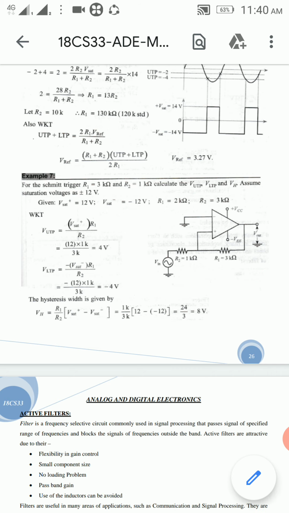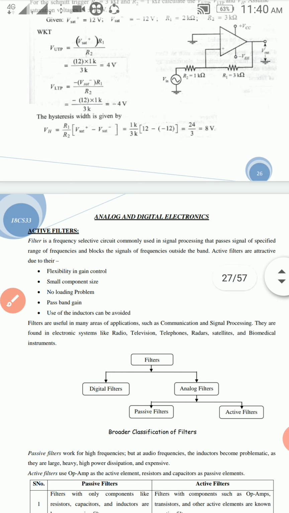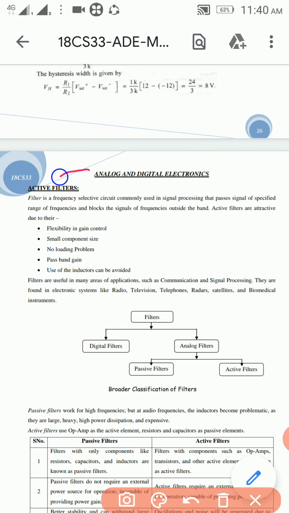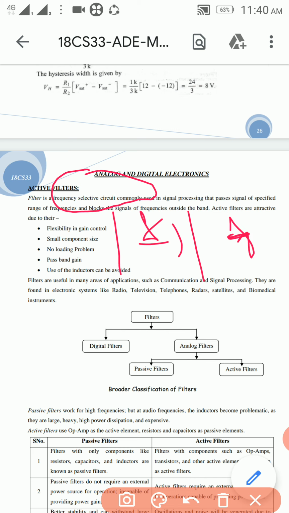And coming to the next topic, active filters. Filters indicate a frequency selective circuit, which passes only a certain range of frequencies. Consider this one: this is a band, and a set of frequencies will be there. Out of band, there are frequencies f1 and f2. This filter allows only the frequency range within the band, and it rejects the frequencies which are out of band. For that reason, we call it a filter.